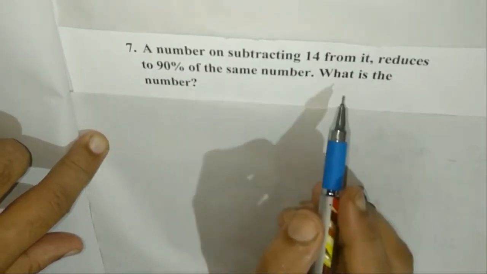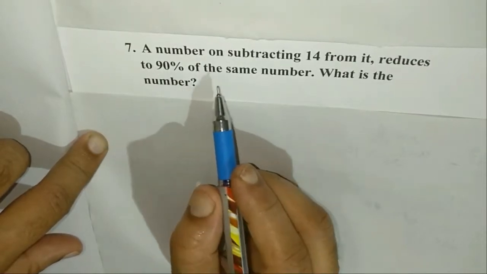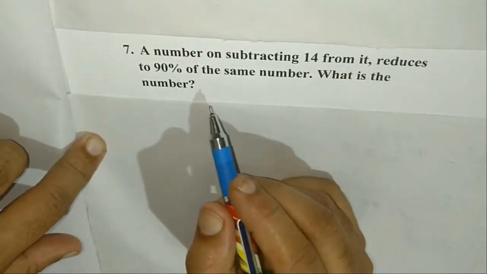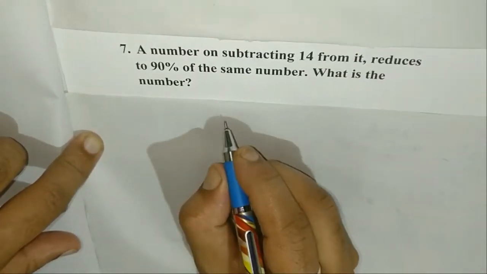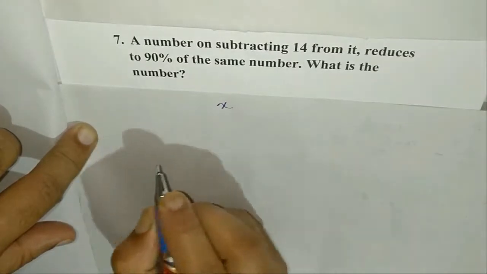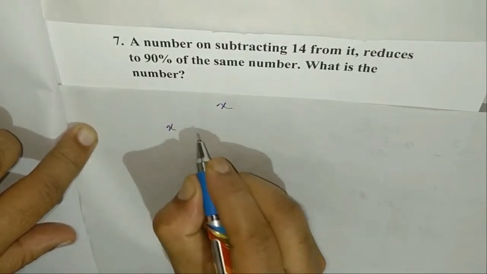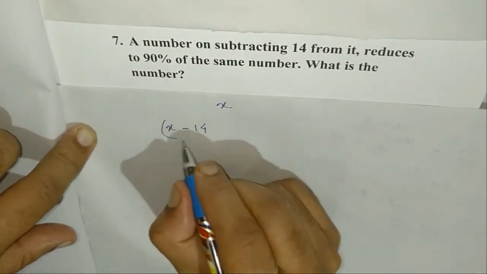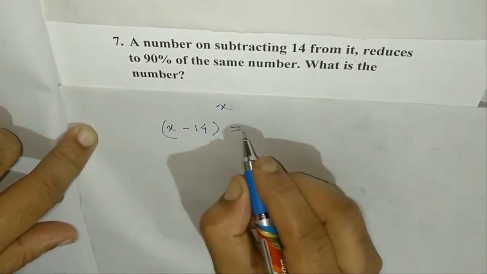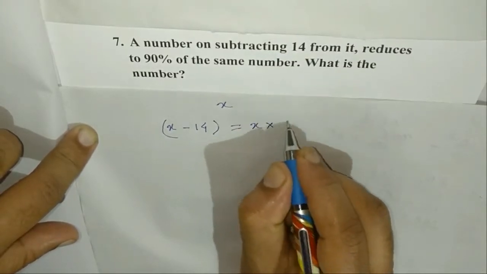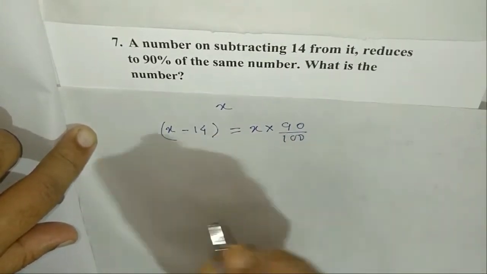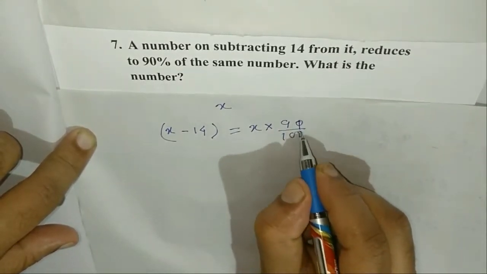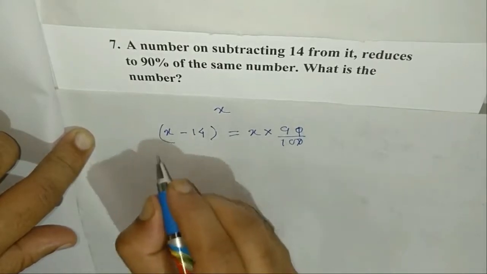What's the statement here? A number on subtracting 14 from it reduces to 90% of the same number. What is the number? So if we reduce 14 from a number, it will become 90% of the original number. We need to find the number. So let us assume here the number is x. As per the given statement, we are going to subtract 14 from it, so x minus 14, right? And what's the equation here? X minus 14 will become 90% of the same number, so x into 90 by 100. We need to solve this equation to get the value of x.